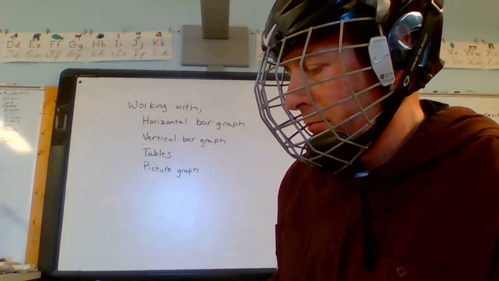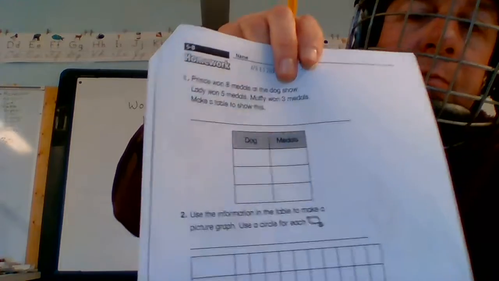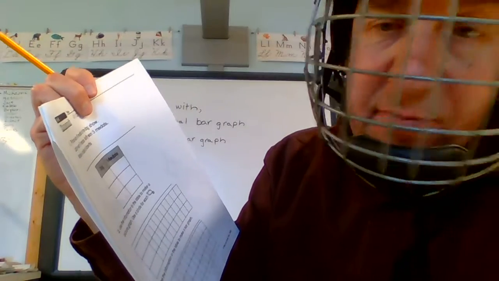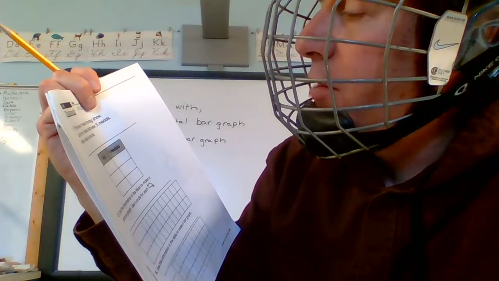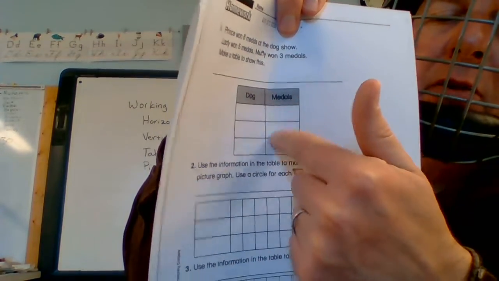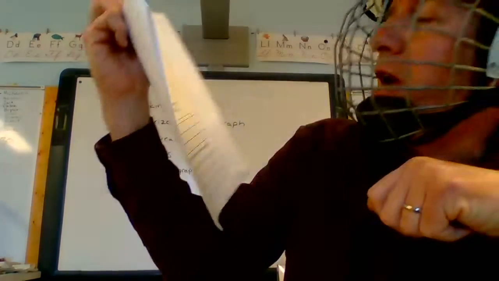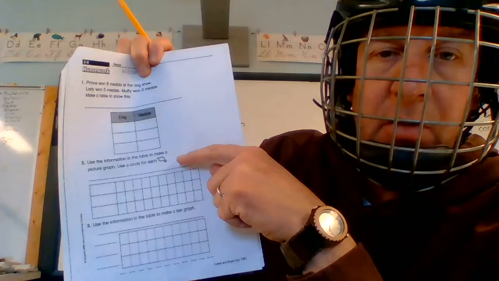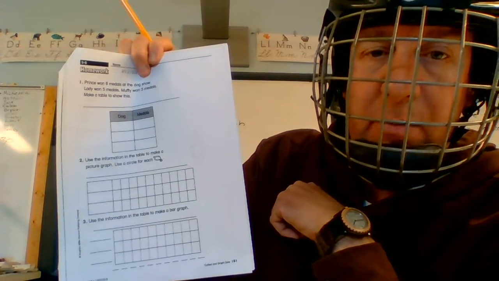Okay, next page. I will read it to you. Prince won 8 medals at the dog show. Lady won 5 medals. Muffy won 3 medals. Make a table to show this. We know a table, right? We need to put their names and how many medals they won. Then it says to graph it, so you'll need to put a title. You might put medals won by dogs, or medals won.